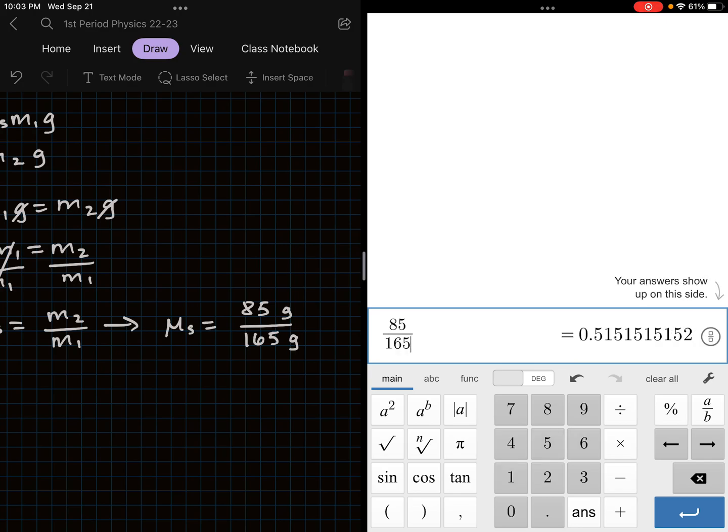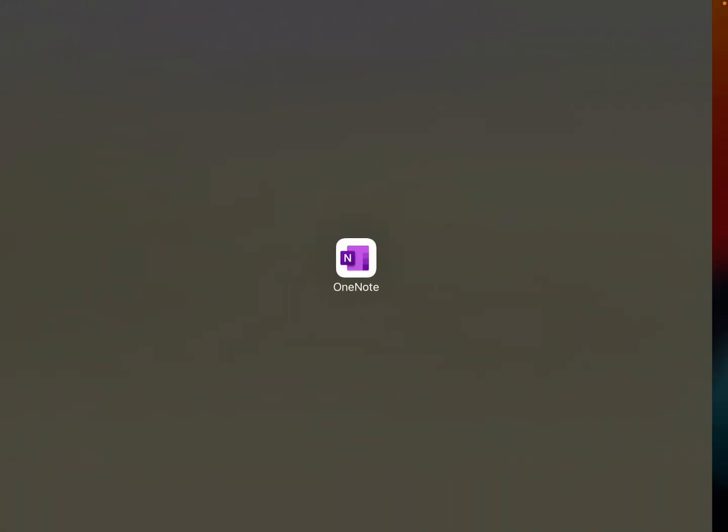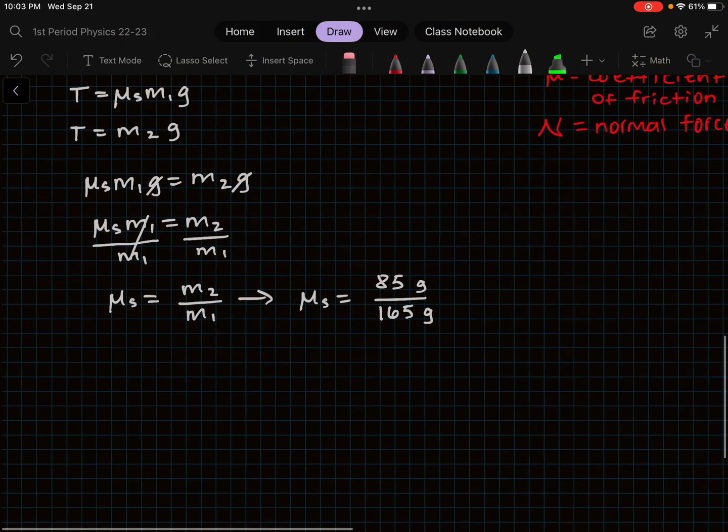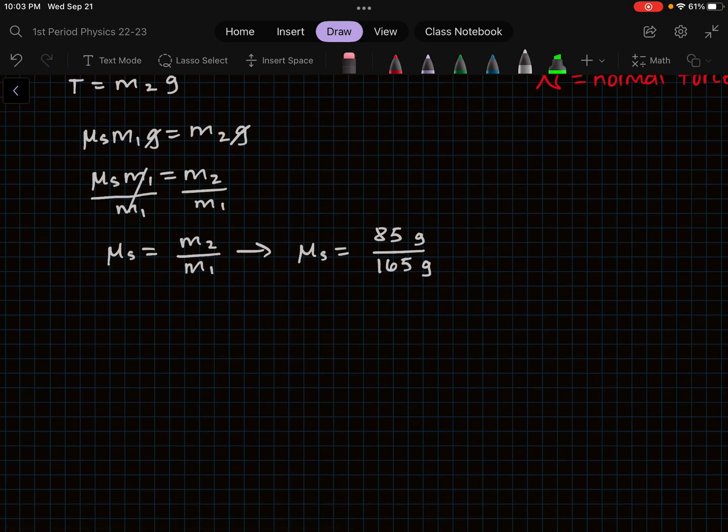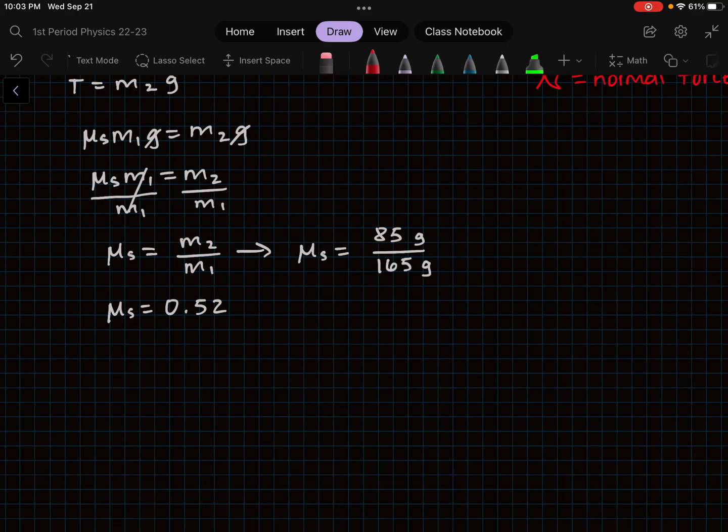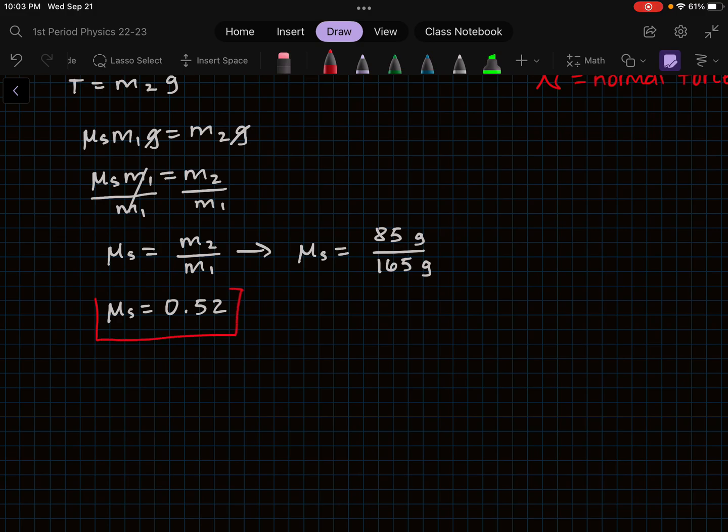And my coefficient of friction is 0.51, let's say 0.52, right? 0.52. Don't forget, because it's a coefficient, it has no units. This is one of the few things in physics that has no units. So mu sub s equals 0.52. And that is the answer. That and nothing more. That is the coefficient of static friction.